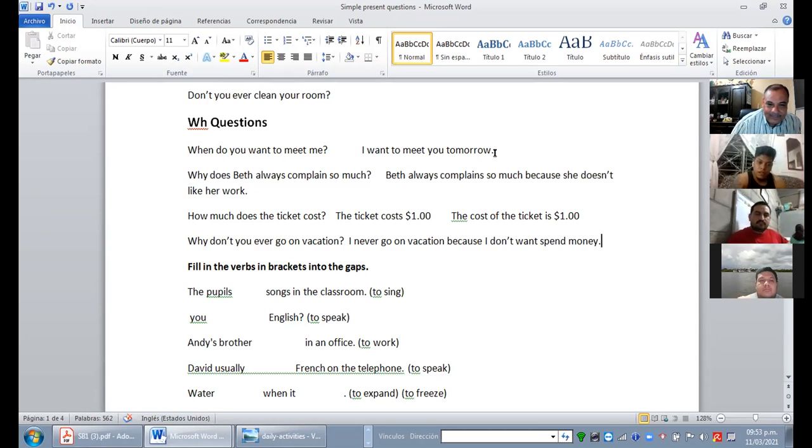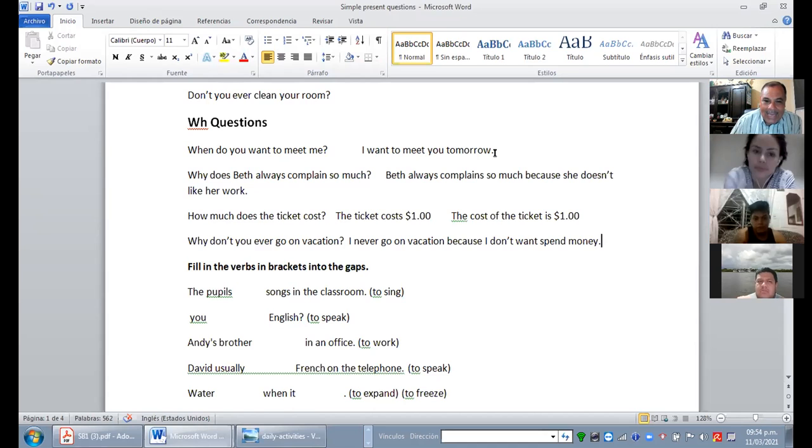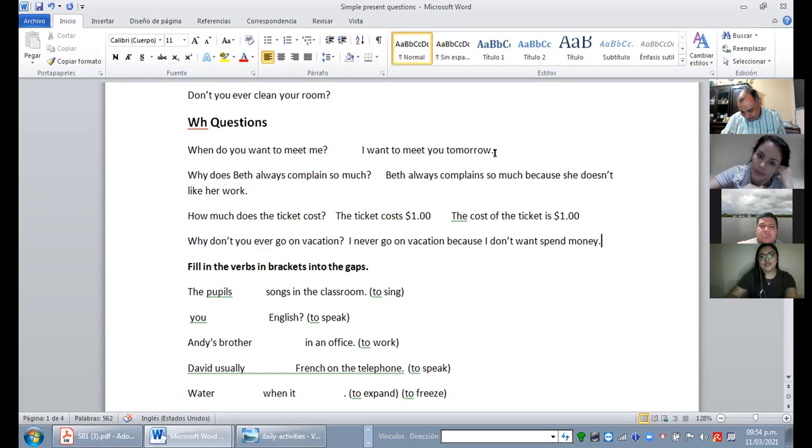How much does the ticket cost? The ticket costs $1. The cost of the ticket is $1. Why don't you ever go on vacation? I never go on vacation because I don't want to spend money.